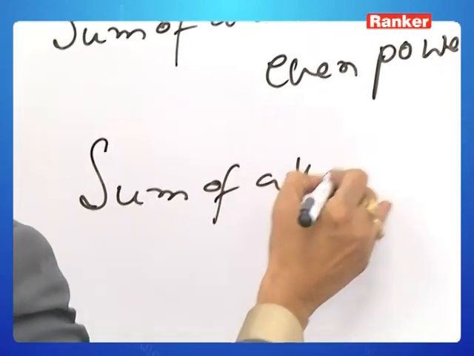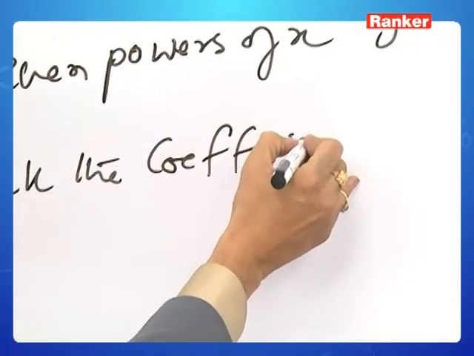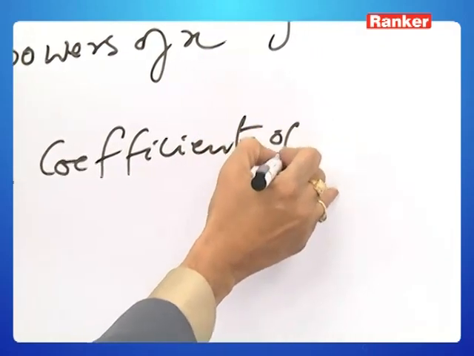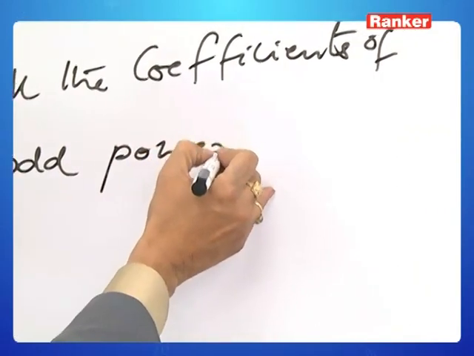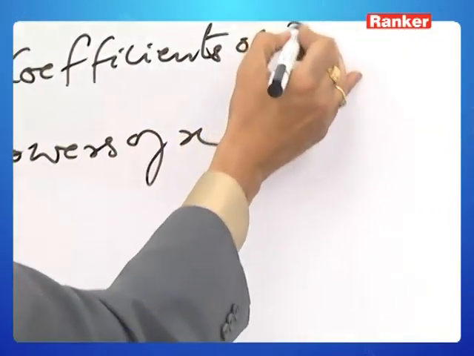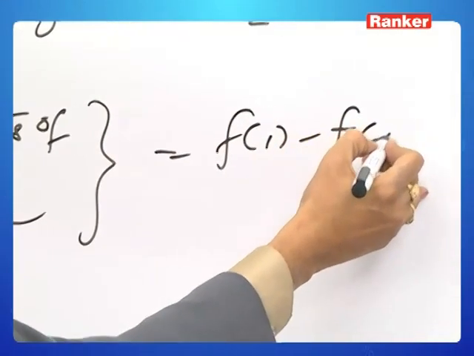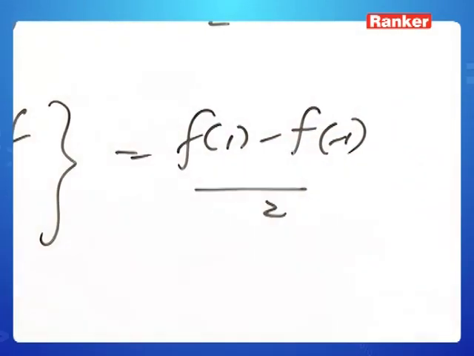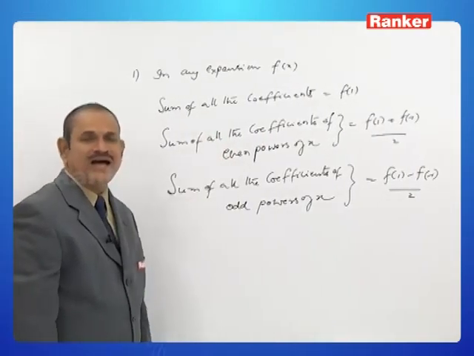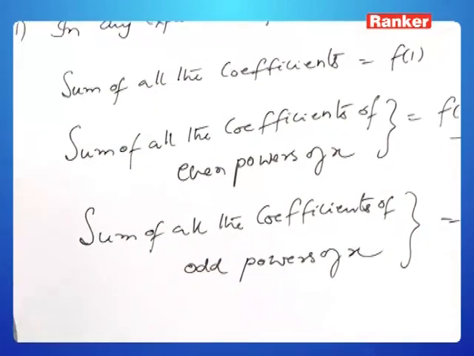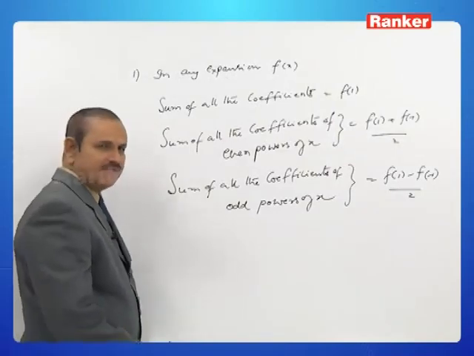Sum of all the coefficients of odd powers of x is f of 1 minus f of minus 1 by 2. And these 3 concepts are valid for any type of expansion in which there is only one variable, say x. Let us have an example.